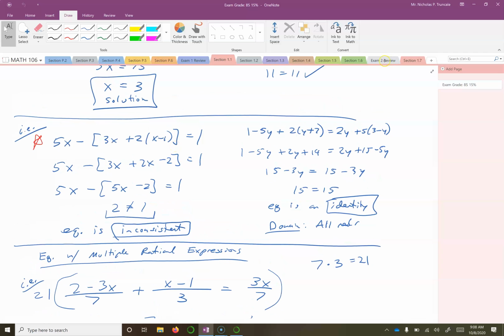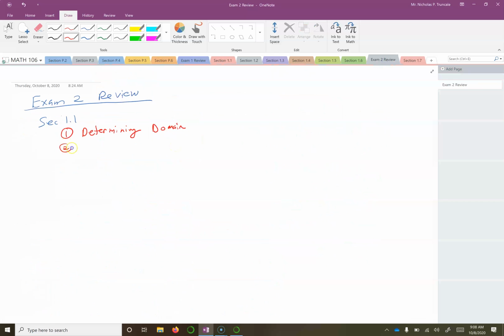So what I'll do in the review is just put solve equations, determining inconsistent or identity. Because that all kind of fits together. So you're just solving equations to determine inconsistency or identity.